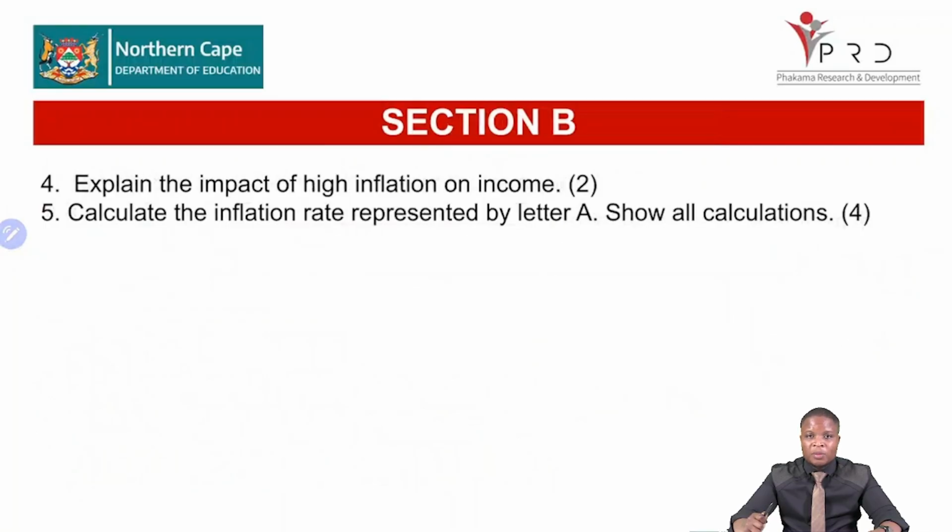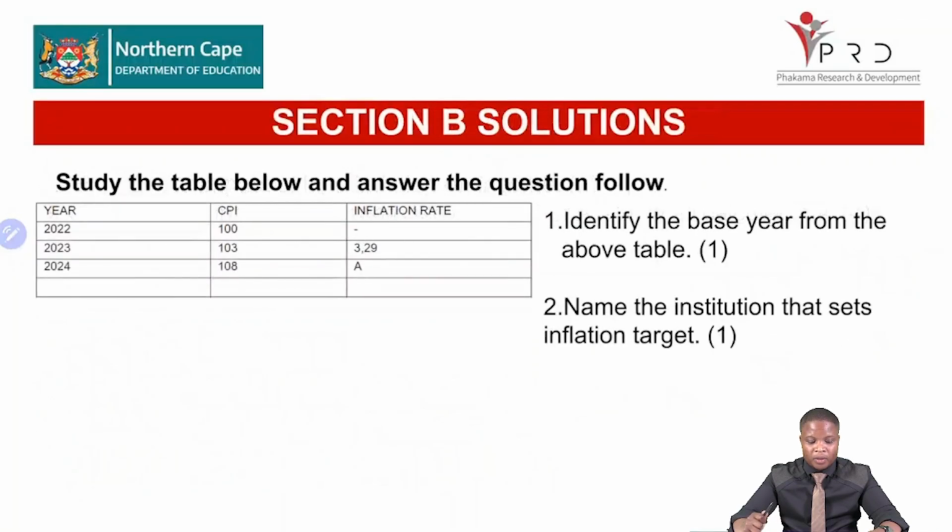Right, grade 12, our time is up. Let's look at the marking guideline. The first question, identify the base year on the table, right? Our base year will be 2022. Name the institution that sets the inflation target, that is the South African Reserve Bank.